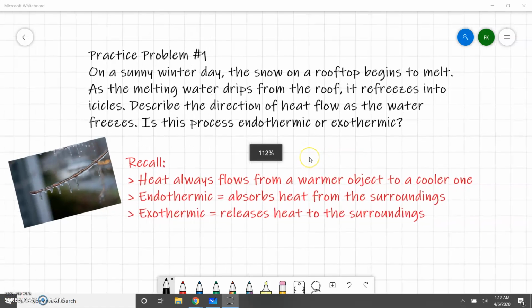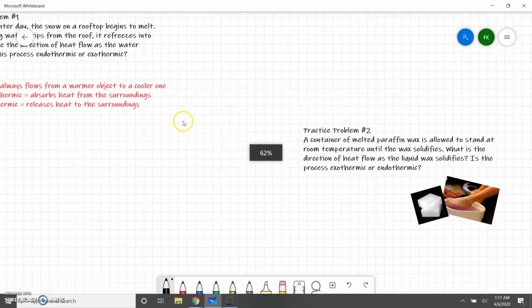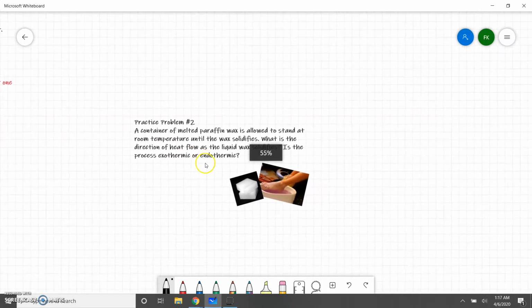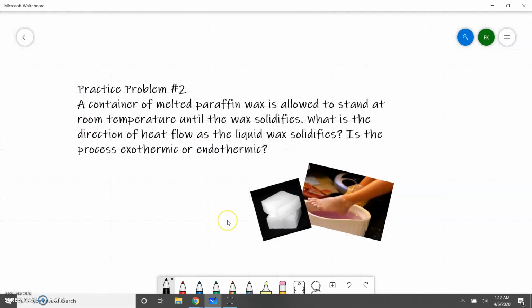Excellent. Now let's move on to another related practice problem. So we got practice problem number 2. This is about paraffin wax. Maybe you've seen it in these blocks and you've used it for canning. If you've ever gotten a fancy pedicure or manicure, this is also the wax they used for that. So practice problem number 2 reads, a container of melted paraffin wax is allowed to stand at room temperature until the wax solidifies. What is the direction of heat flow as the liquid wax solidifies? Is this process exothermic or endothermic?